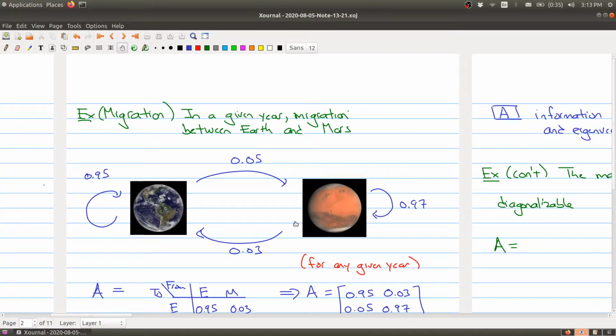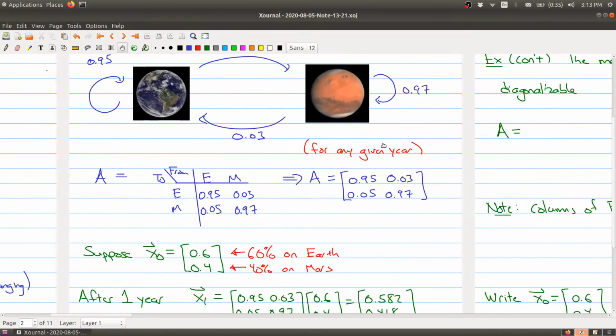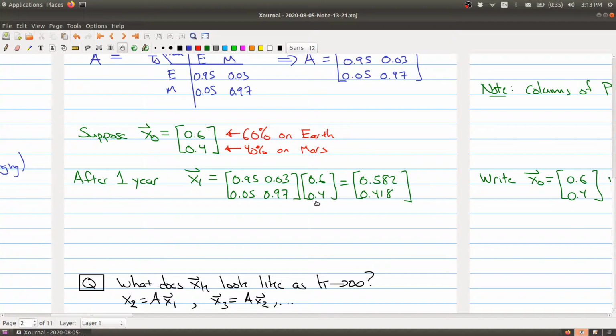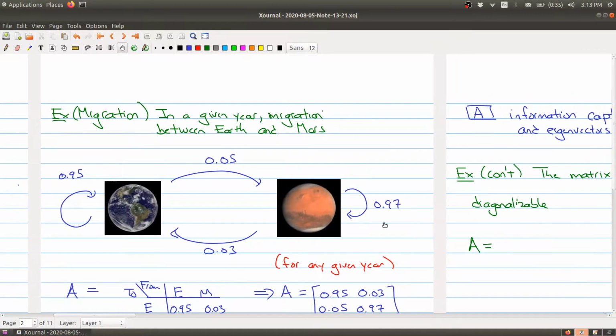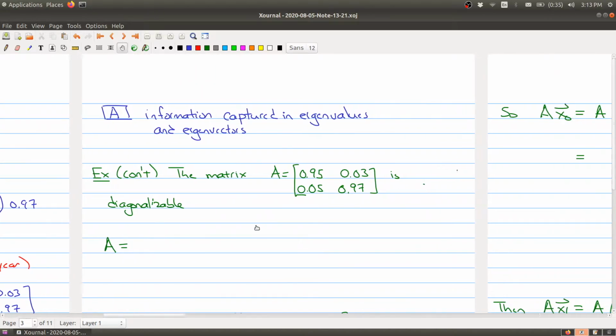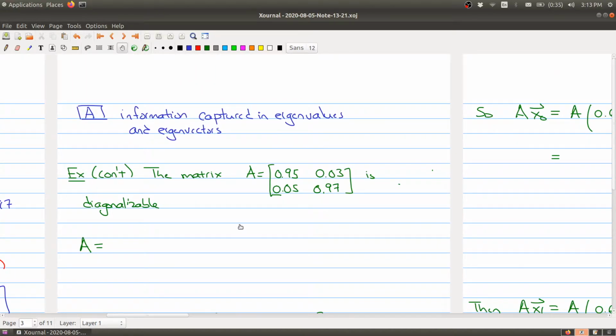So welcome back to the second part. Where we left off in the last part, we were looking at migration between Earth and Mars. I posed the question of what would happen over time if we kept allowing people to move between Earth and Mars. That was our question, and what we want to look at is the answer. What I've written here in blue tells me that the information we're looking for is captured in the eigenvalues and eigenvectors of my particular matrix.